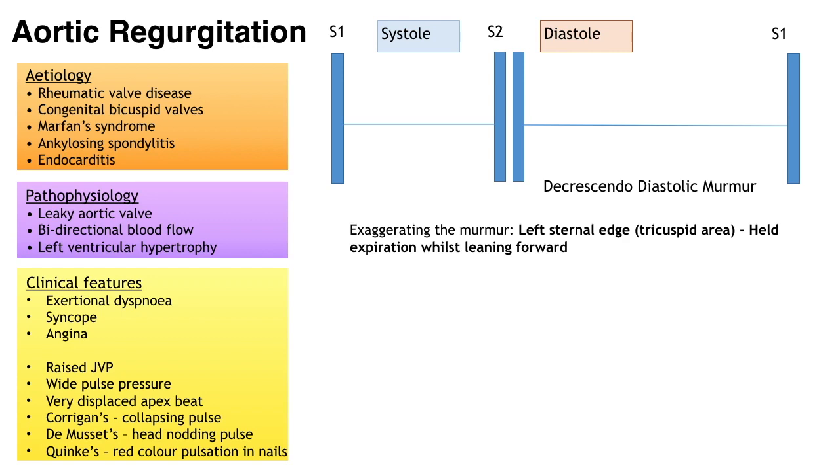De Musset's sign is when a patient's head bobs with each heartbeat, and Quincke's sign is when there's capillary pulsation due to a large stroke volume. Now these are both peripheral hemodynamic signs associated with a bounding pulse and systolic hypertension of chronic severe aortic regurgitation. On auscultation, you're going to hear a decrescendo diastolic murmur, which is heard best at the upper left sternal edge in the tricuspid auscultation area. And this is what it sounds like.